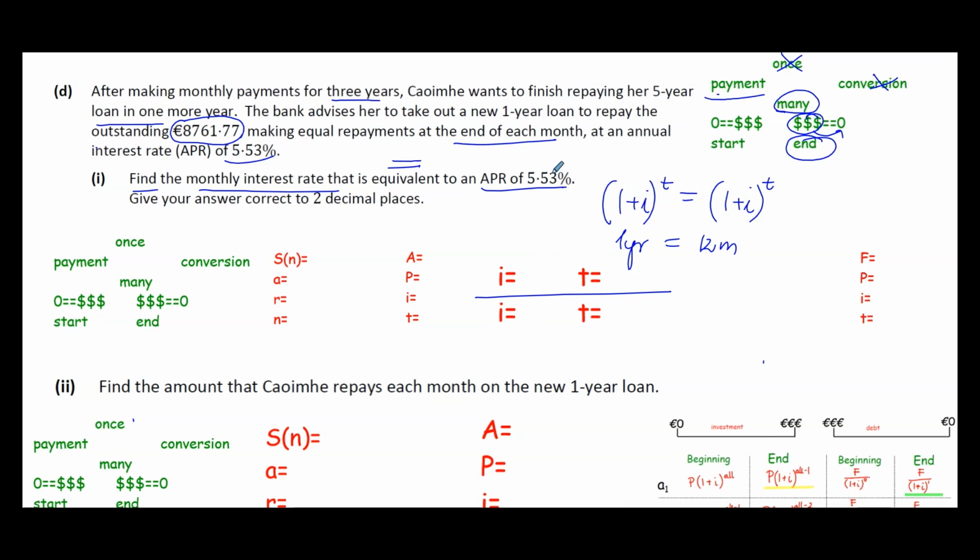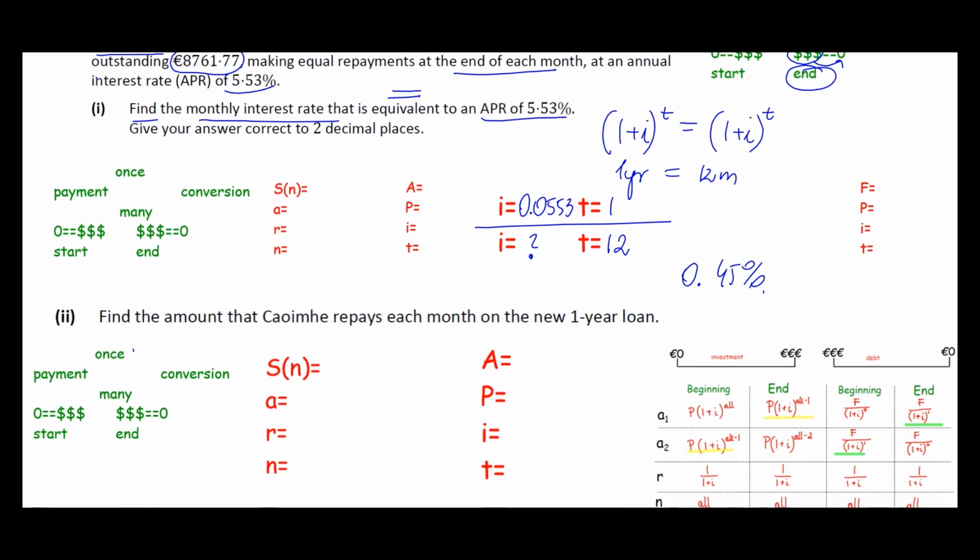For 1 year, the interest rate is 0.0553, and the time is 1. On the other side, the time will be 12, and i is the one I'm looking for. We do need this value because it's needed in our second part. The interest rate we should be getting is 0.45%. That will be the equivalent.